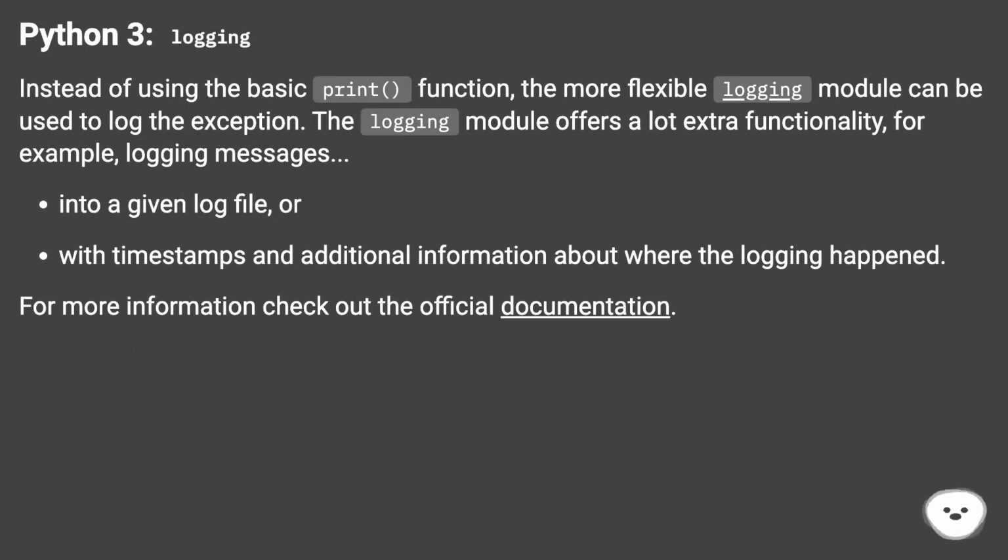Python 3, logging. Instead of using the basic print function, the more flexible logging module can be used to log the exception. The logging module offers a lot of extra functionality, for example, logging messages into a given log file, or with timestamps and additional information about where the logging happened. For more information, check out the official documentation.